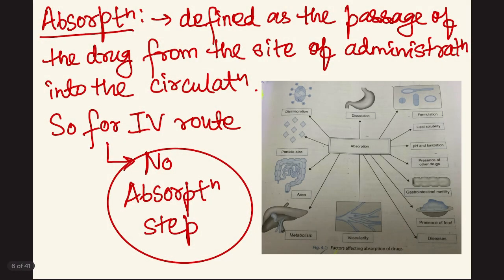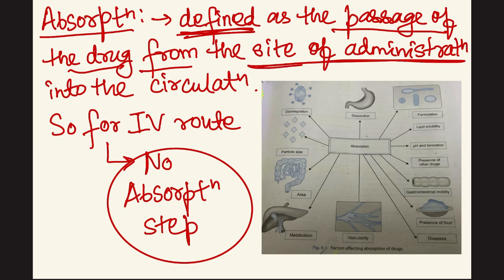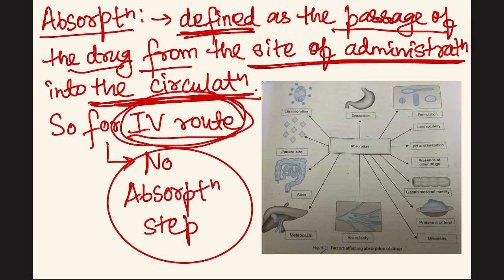Now let's discuss the different processes, that is absorption, distribution, metabolism and excretion. First is absorption. So absorption is nothing but the passage of the drug from the site of the administration into the systemic circulation. So in case of intravenous route, we are directly injecting the drug into the systemic circulation. So in case of intravenous route of administration, we will not have the absorption process.